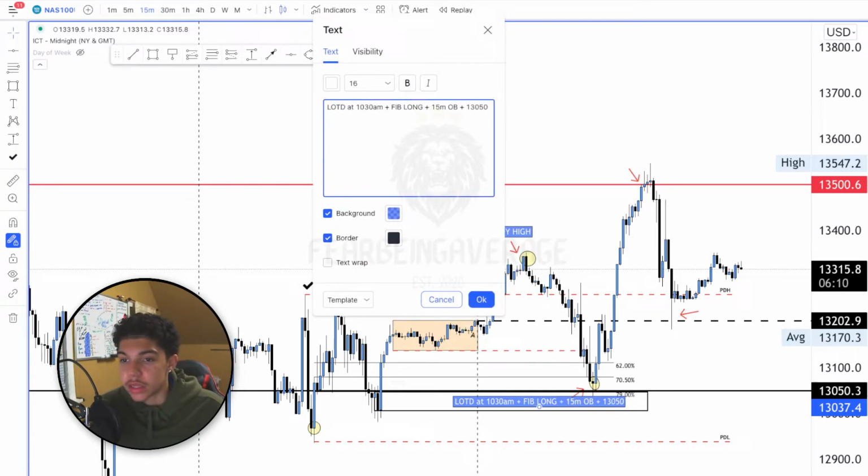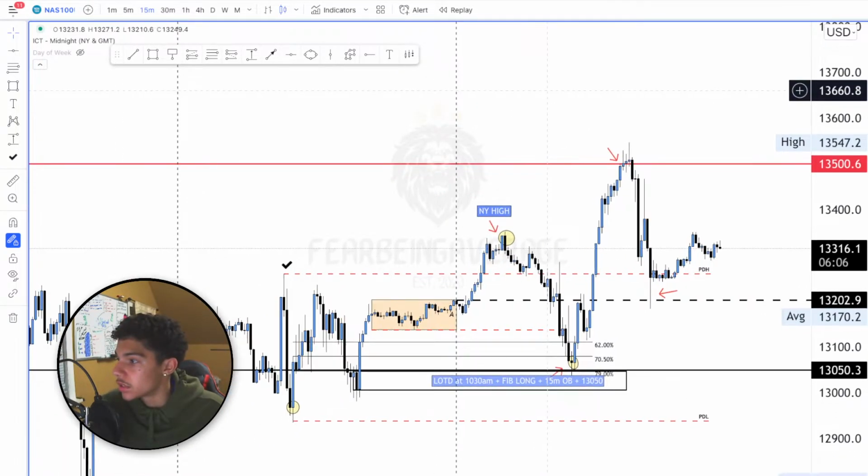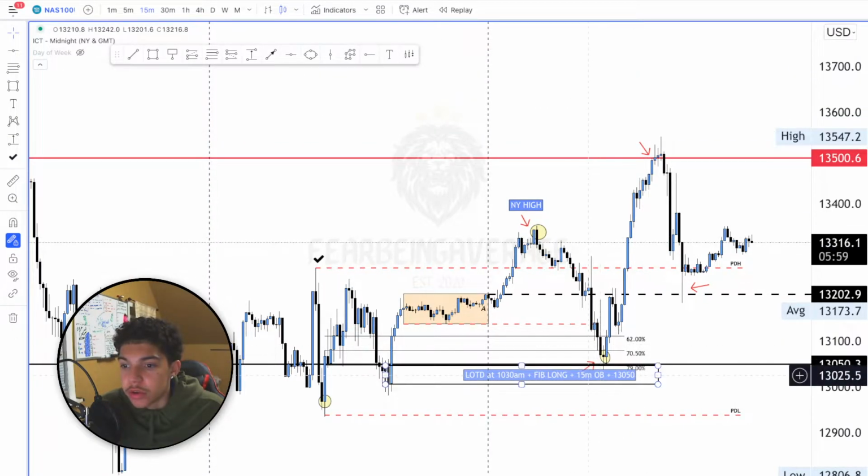13,050, just like that. I'm just making sure that everything's nice and clean on this chart so you guys can see it all clearly. We have this low down here, which is our low of the day at the 15-minute order block that was created at 10:30 in the morning.